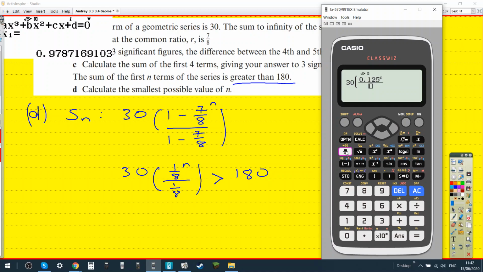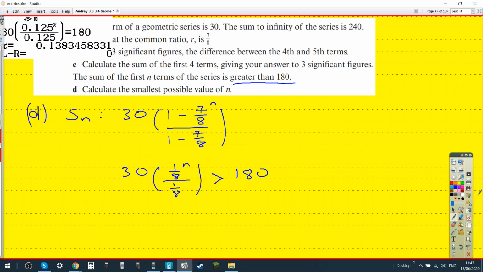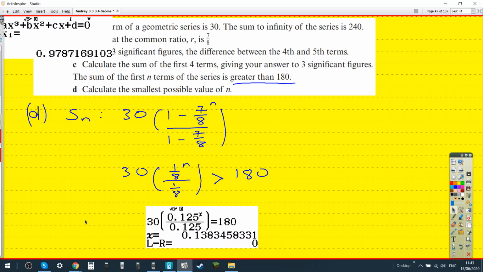I got 0. I got like a bad number as well. Sorry. 0.1383. And so, what do we do with that? Do we just say that 0.1383 is greater than 180? Oh no, it's smaller than 180. Smallest possible value of n.